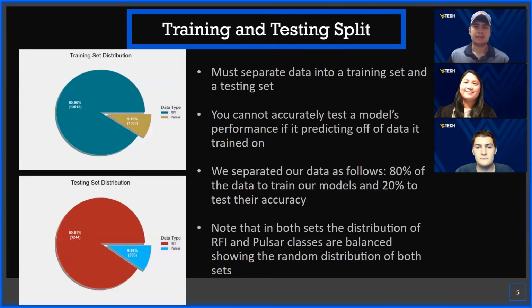So on our training and testing split, we have our 2 different sets of data, one that we're going to train on, one that we're going to test on. It's so important that we do that so we're not basing our model's accuracy on data that it's already seen. And as you can see in these 2 pie charts, both our training and our testing distributions are the same. So we can say that the RFI and pulsar distribution is the same, and we can accurately say that our testing set accuracy is a good representation of what our overall model accuracy is.